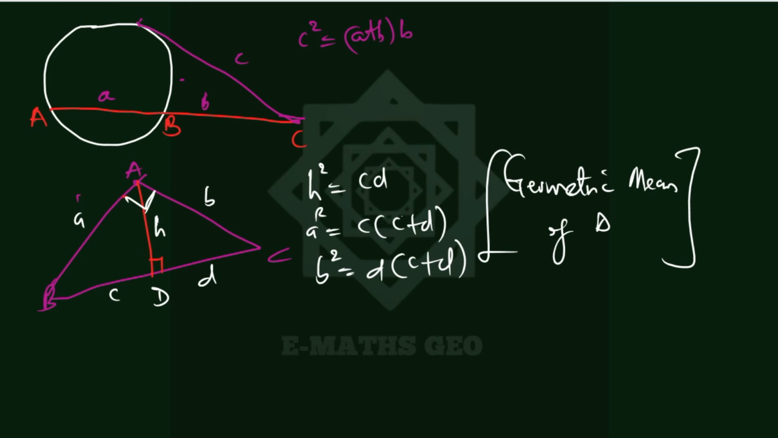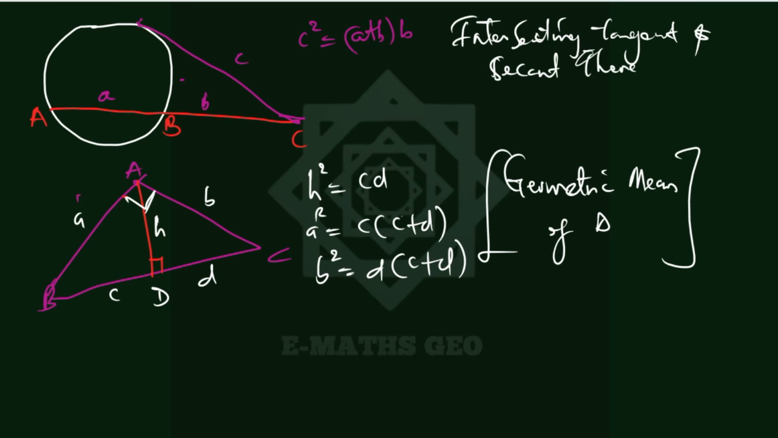So this is called the intersecting tangent and secant theorem. If you have a tangent line and a secant line, they intersect. The length of the tangent line, squared, is equal to the product of the secant line and the external segment, which is B. So that's it. Let's go back.